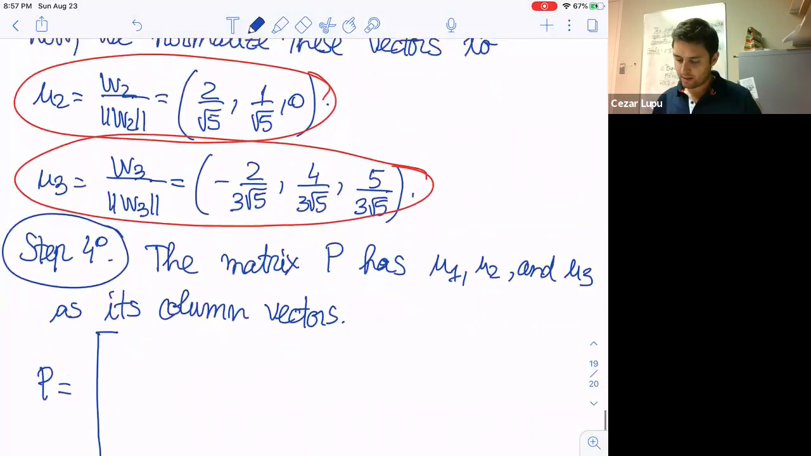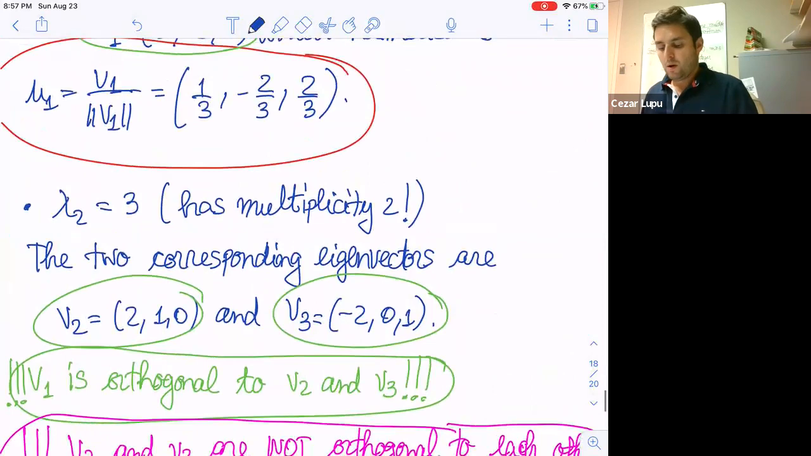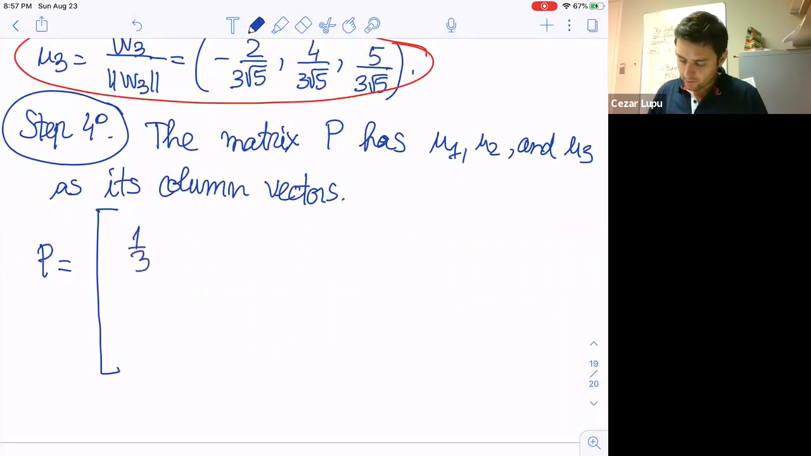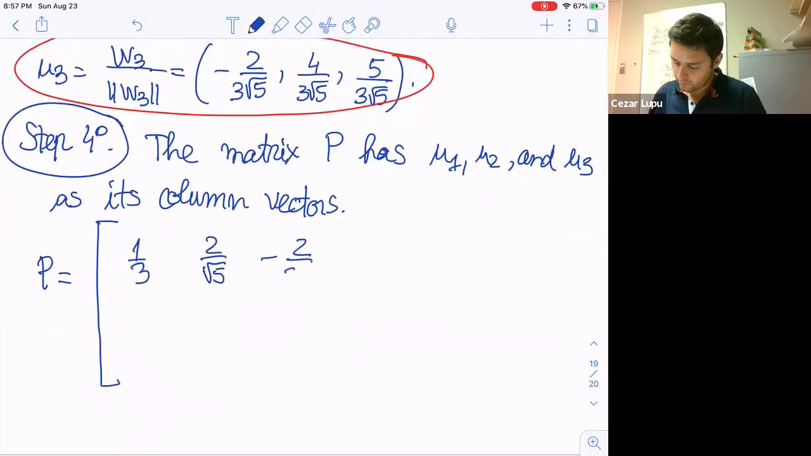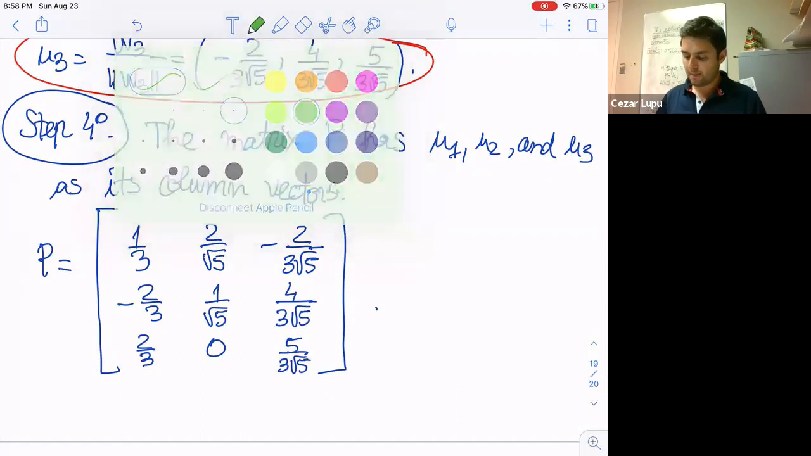So U1 was 1/3, so it's 1/3, 2 over root 5, negative 2 over 3 root 5, negative 2/3, 1 over root 5, and 4 over 3 root 5, 2/3, 0, 5 over 3 root 5. This is my amazing matrix P.